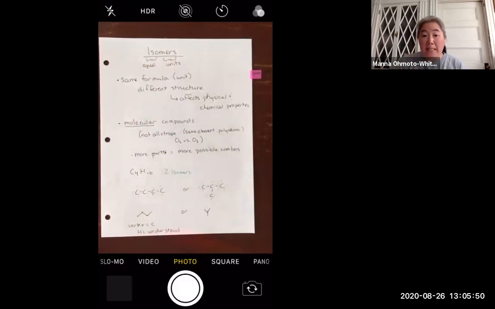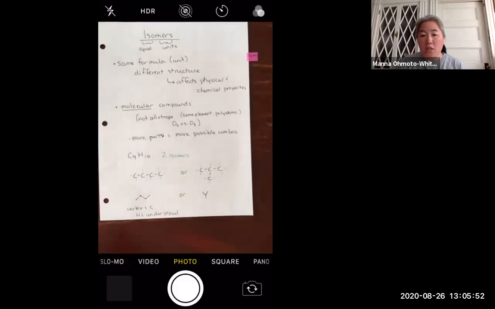So these are all molecular compounds, and just as a side note, isomers are not allotropes. They have a different word, and so they're different. Allotropes are something that has the same element but have different polyatomic structure. So O2 versus O3, the subscripts are different. Isomers, the subscripts are the same, it's just how I put them together.